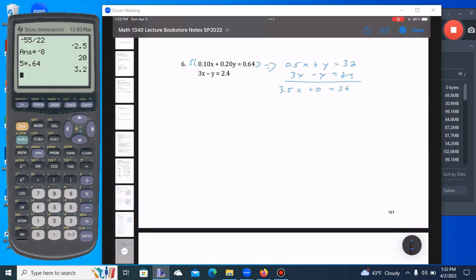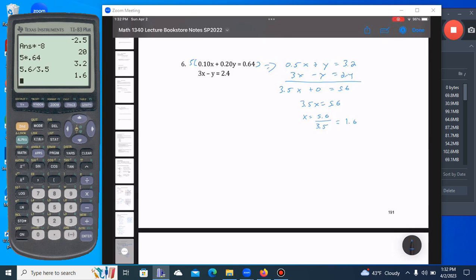So it's not too bad to handle some of these decimals, especially since we're just adding for the most part. So now we have 3.5x equals 5.6. So x is 5.6 over 3.5. You get 1.6. So that's your x. So now we gotta find y.